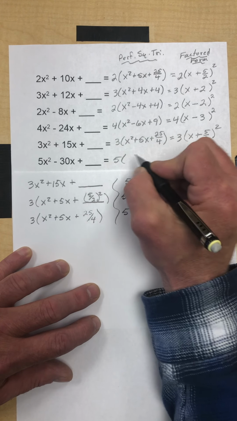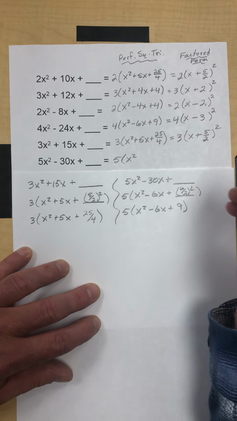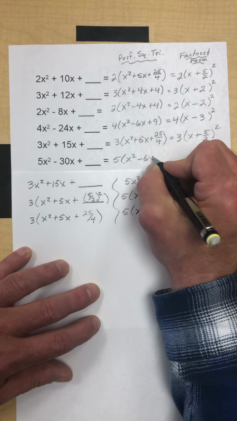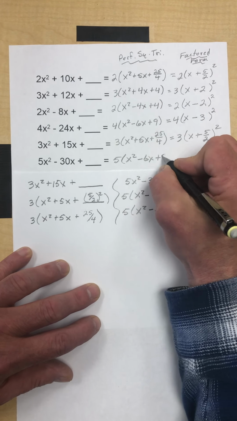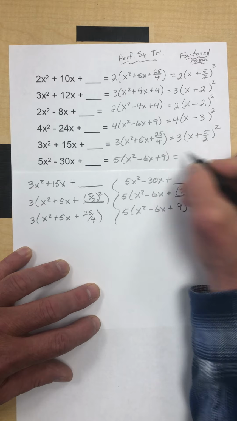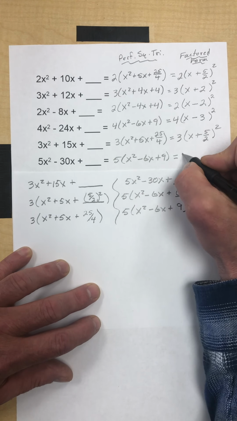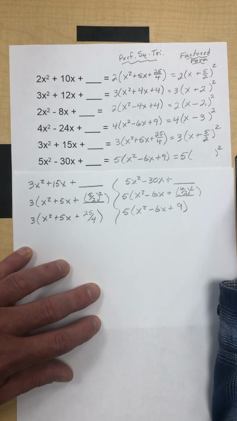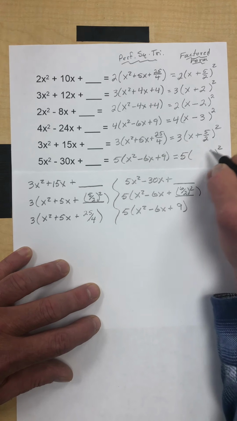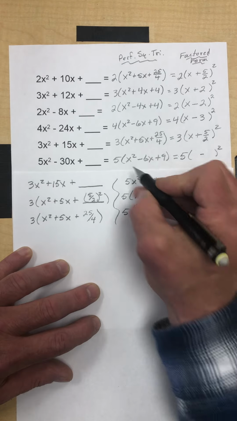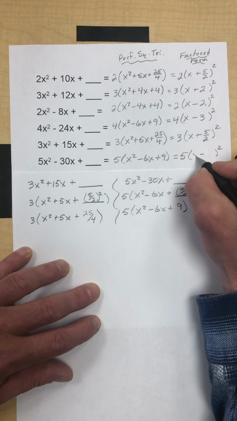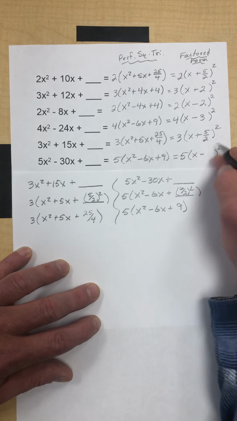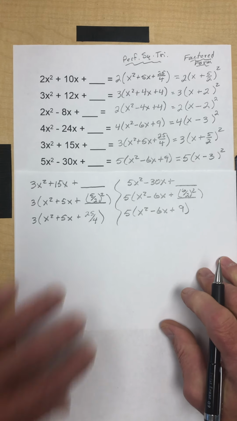So 5 times the quantity of x squared minus 6x plus 9. Okay, and let's see. So we have the 5 out front. All perfect square trinomials factor into the square of a binomial. Bring the sign of the linear term over. Square root of the first term is x. Square root of the last term is 3. And we've got our answer.